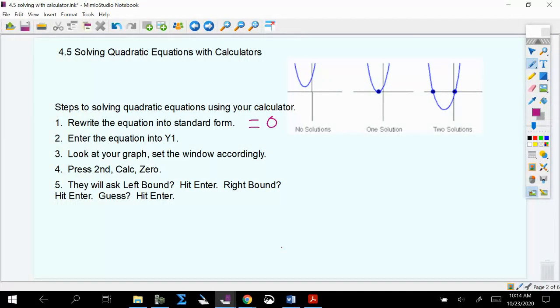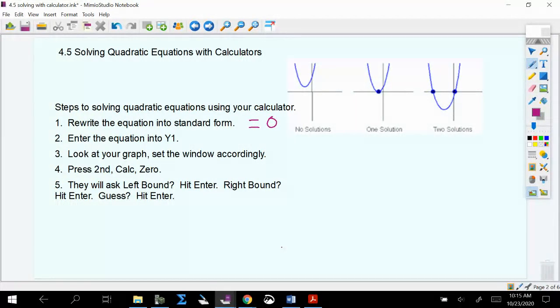You're going to go to second and calculate. With the calculate menu, second trace is how you get there, and you're going to look for the button that says 0. When you do this on the calculator, it's going to ask you if you are to the left of where it crosses the axis. They call that the left bound, so you have to move your cursor around a little bit. It's going to ask you if you can move your cursor to the right of where it crosses the axis, and then it's going to ask you to guess, which I just hit enter. I want the calculator to do the work.